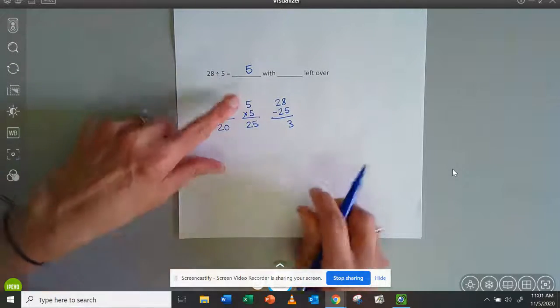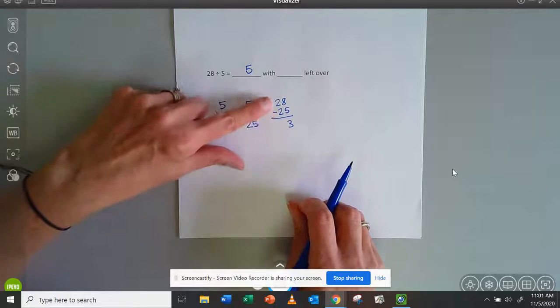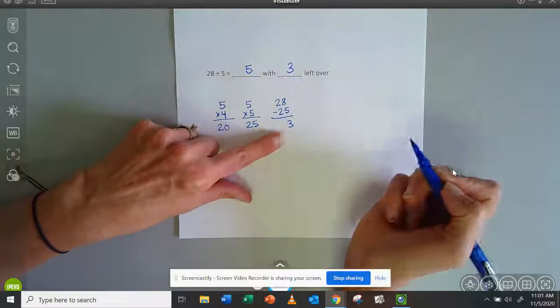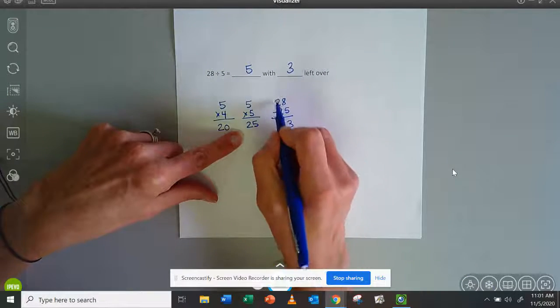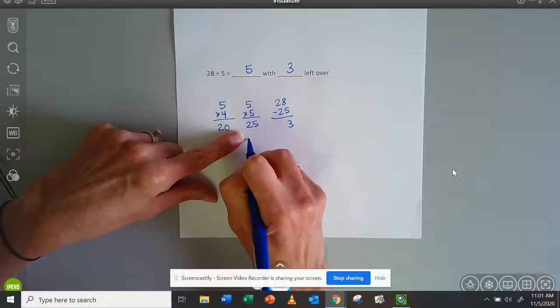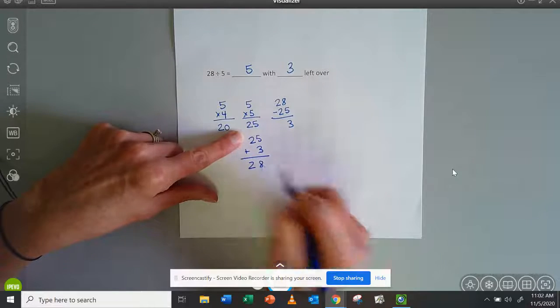So 5 groups of 5 gives me 25. And then if I take that 25 away from 28, I'm left with 3. So another way to think of that, if I wanted to show my work, I could say 25 plus the 3 gives me 28.